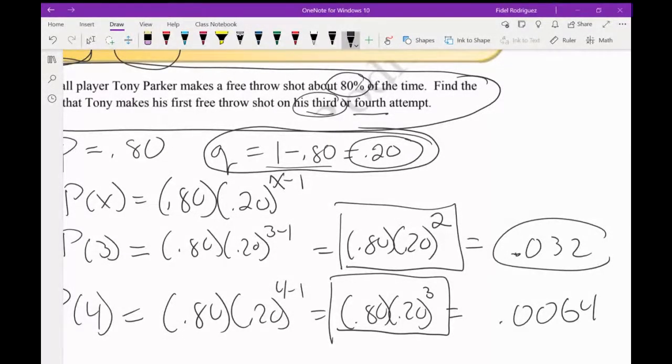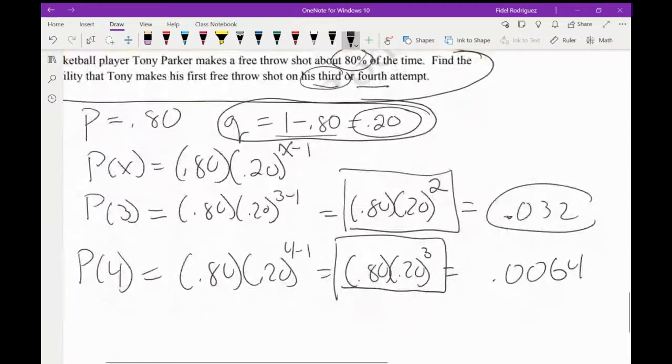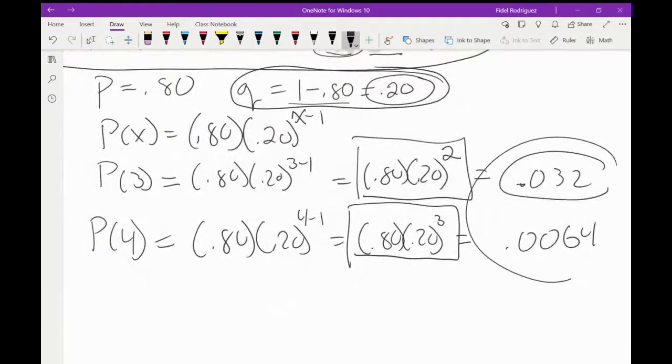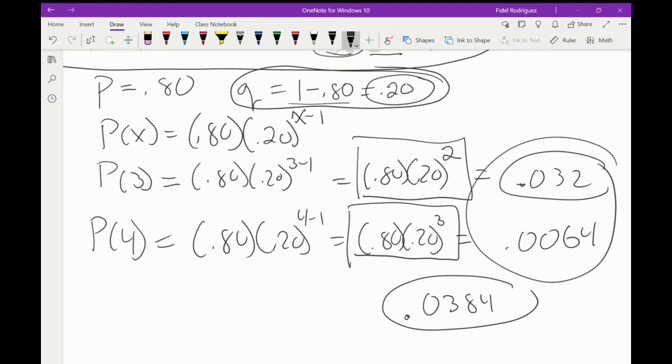Yes. Okay, and now, since we're asking for his third or fourth attempt, we're just going to add those numbers together. On my calculator, 0.032 plus 0.0064, and I'm coming up with 0.0384 as my final answer.